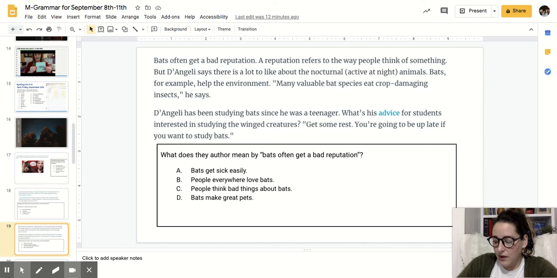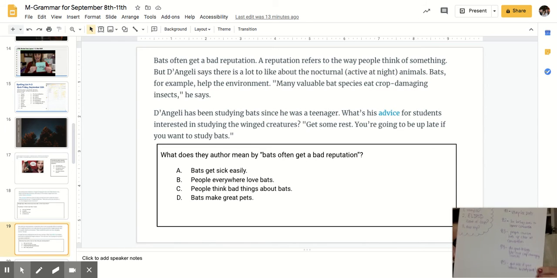I'm going to draw my 9 with a line 5. D'Angeli has been studying bats since he was a teenager. What's his advice for students interested in studying winged creatures? Get some rest. You're going to be up late if you want to study bats. That's funny because they're nocturnal. That's cute. It's actually probably good advice. Get rest if you want to study bats because they're nocturnal.